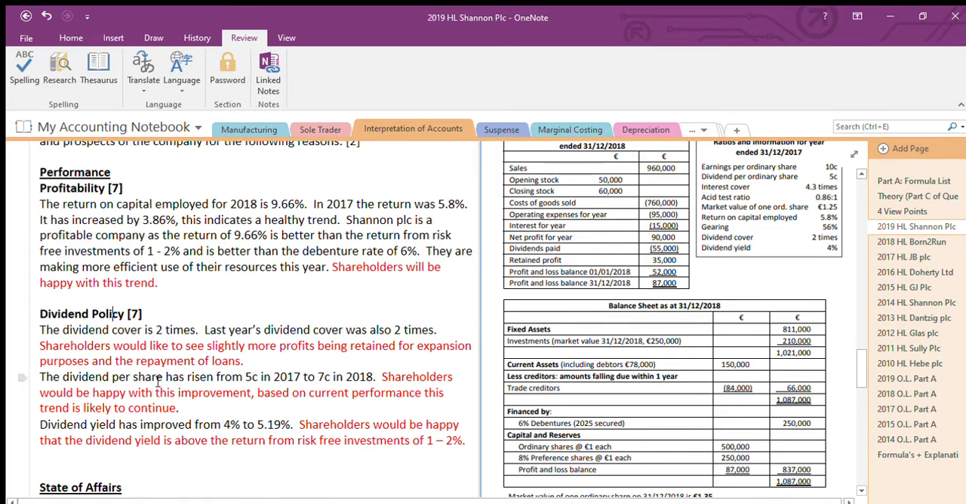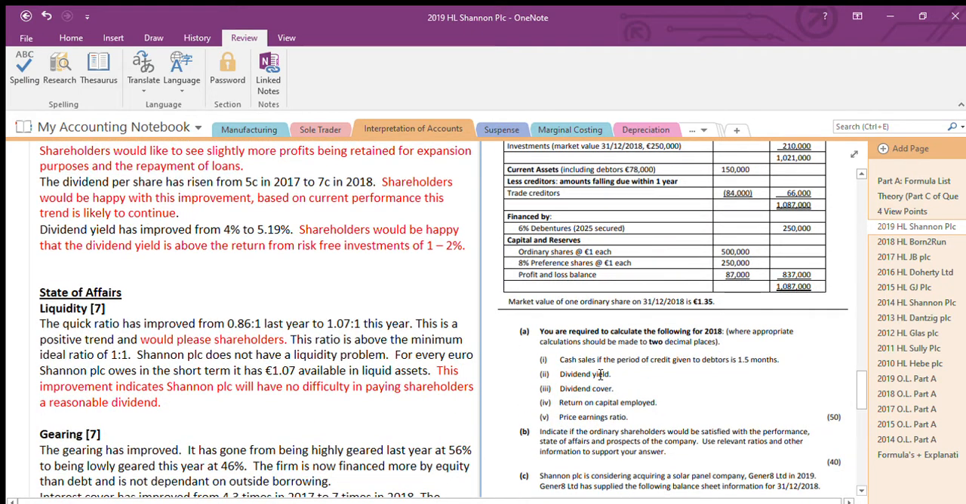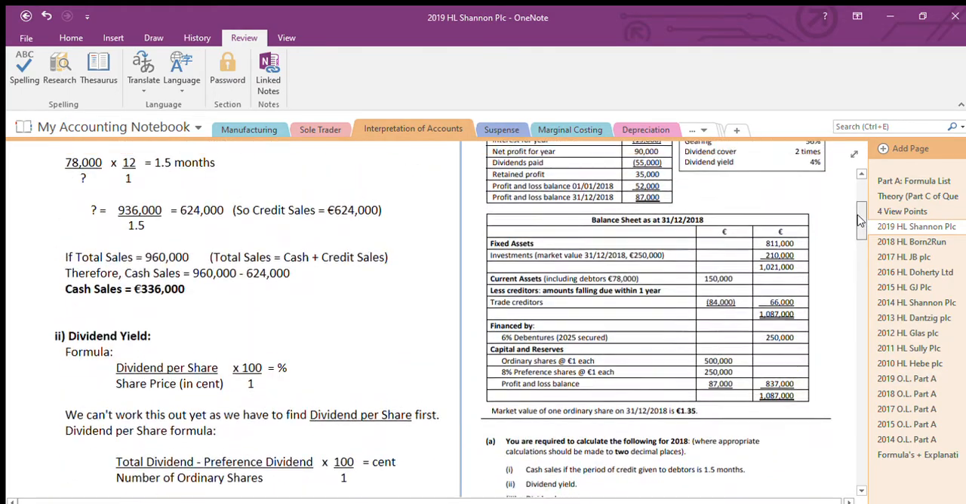Dividend cover, dividend per share, dividend yield. Up here you'll find all the figures from last year, and then the figures for this year. Well, we already worked out dividend yield and dividend cover, and we would have worked out dividend per share here as well. So all these figures are up here.